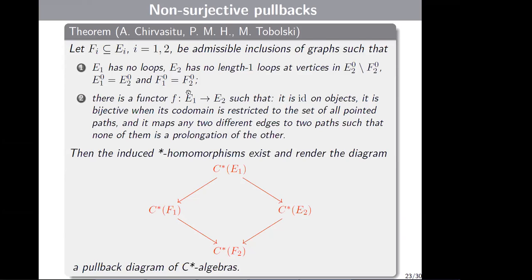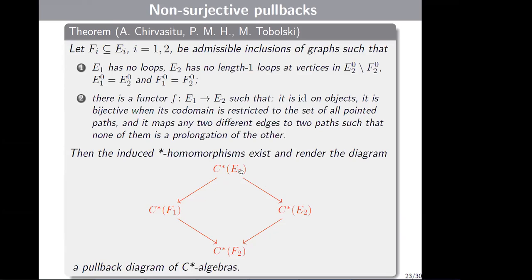And I have more conditions because not only do I want these maps to exist and make this diagram commutative, but I want this to be a pullback diagram. So I have to check Pedersen's conditions for a pullback. So that's why there are so many assumptions. So here we still pay quite a price. So what do we assume? I assume that E1 has no loops. So this graph has no loops.